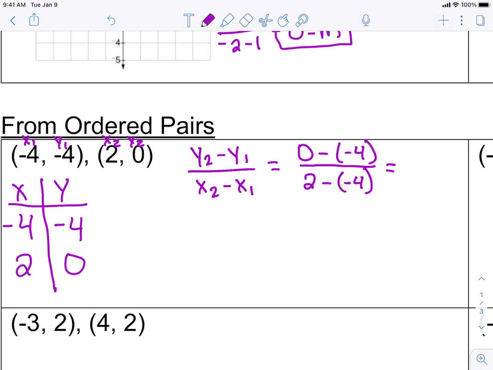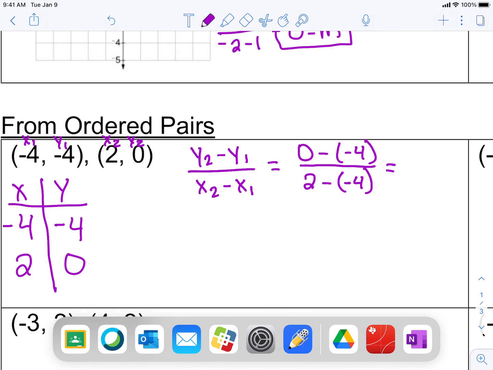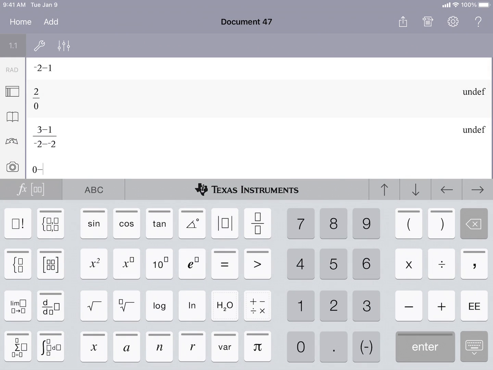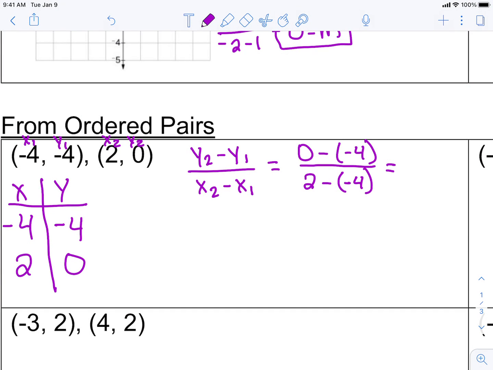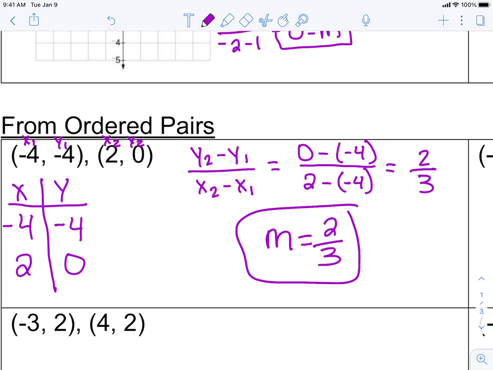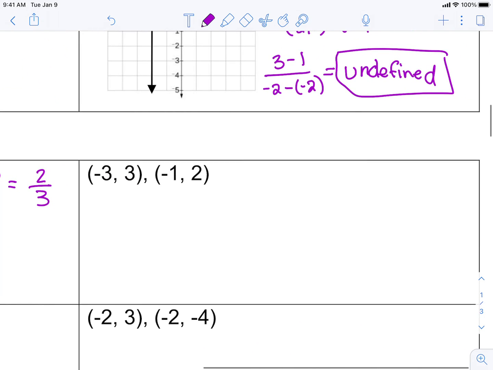So I'm just going to go and type that into my handy dandy calculator just like that. So 0 minus a -4 and 2 minus a -4. Oh, I need to put that in parentheses so I can use the fraction button. So 0 minus a -4, and then it was 2 minus a -4. When we do that, we get 2/3. So my slope m equals 2/3. Not too bad. Okay, so you go ahead and pause the video and see if you can do this one on your own.